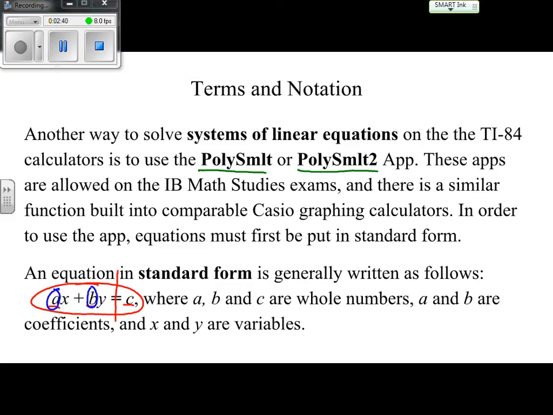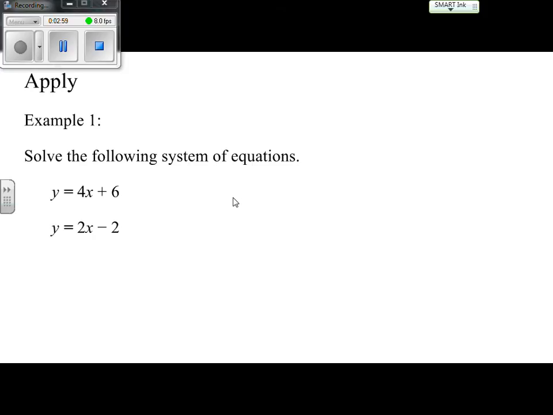So previously when we did our graphing technology, we wanted to have y by itself, similar to slope-intercept form, which is also a great technique for substitution. Here we want it in standard form, which is often what we'll use for elimination when we're doing it by hand. But again, we'll be using the technology here today. So on the next screen, we will look at an example.